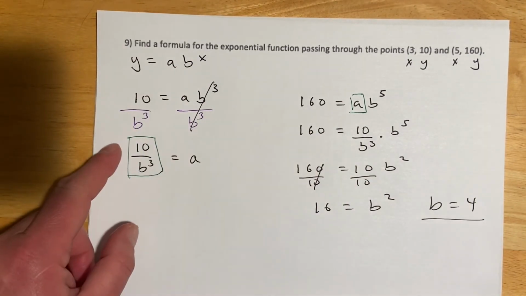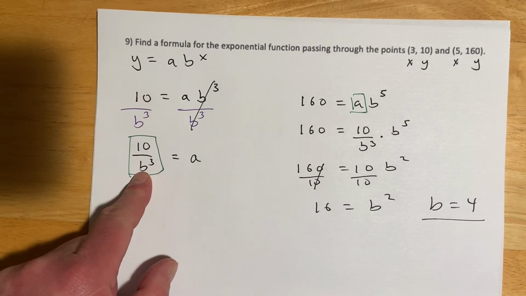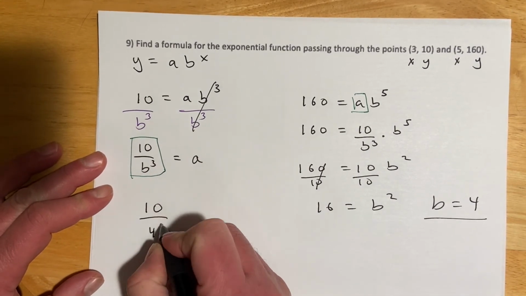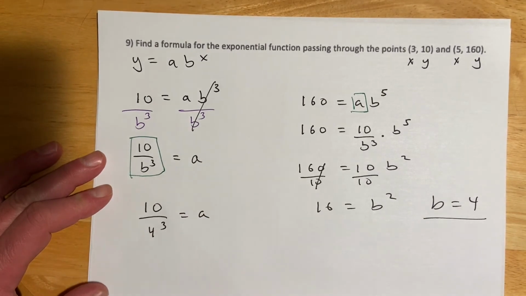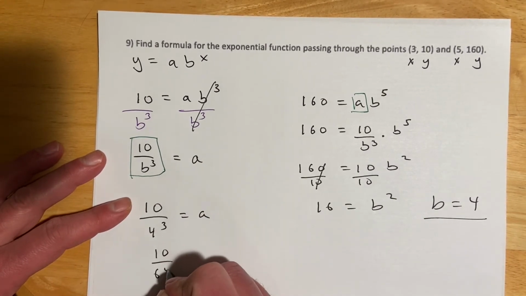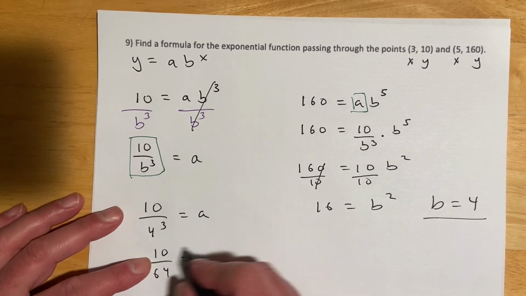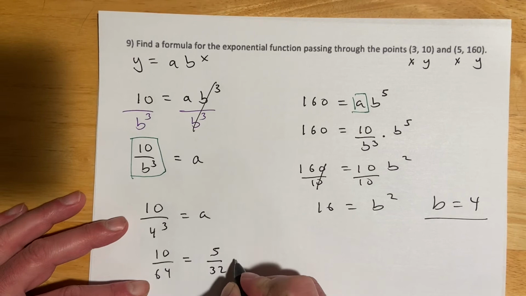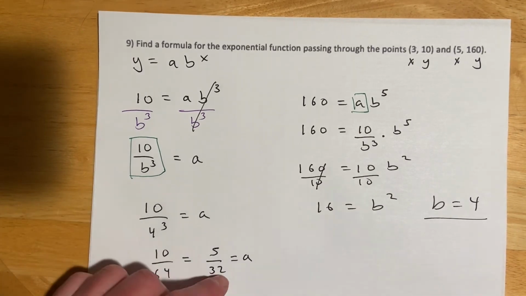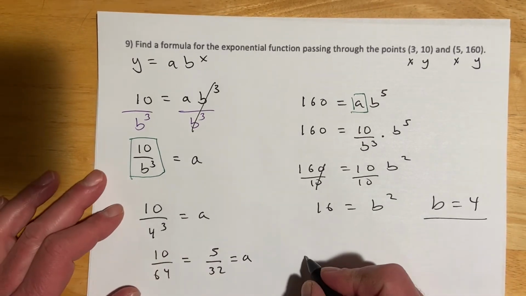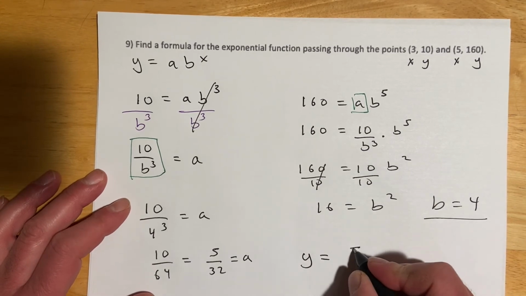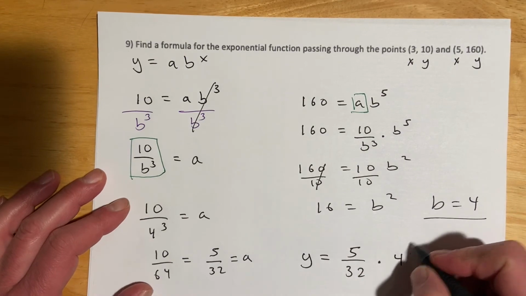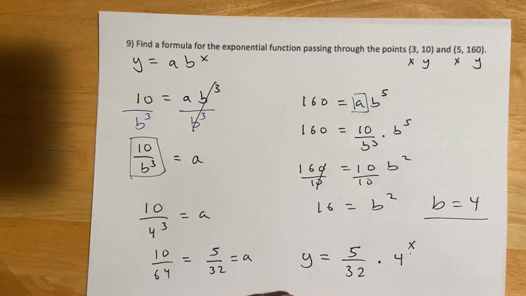I'm going to take this and drop it right there, because that's going to get me A, which is the other thing I need. So 10 over 4 cubed will equal A, so that's 10 over 64, which is, 2 goes in 5 and 2 goes in 32. So A is 5/32. So for this one, it's a little messier, but y equals 5/32 times 4 raised to the x.